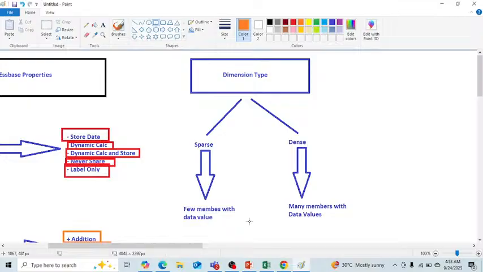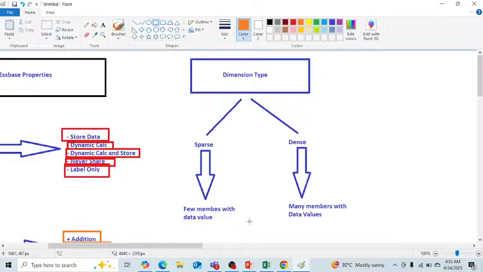We have also thrown some light on the UDA. So what is a UDA? UDAs are a way to attach an attribute or tag to a member without affecting its place in the hierarchy. For example, in a product dimension, you could add a UDA called new product or discontinued. This allows you to easily filter and report on members based on these attributes, which is a powerful tool for reporting and business rules.